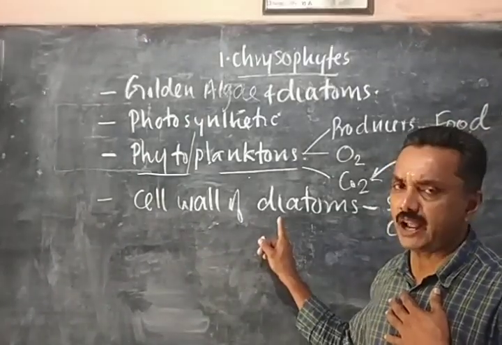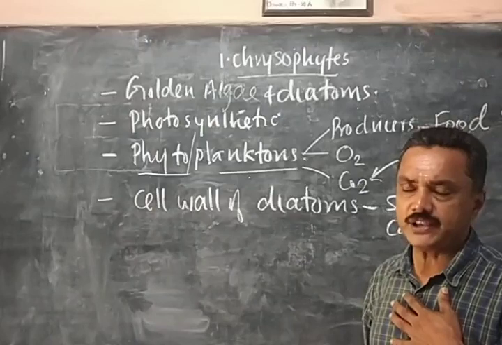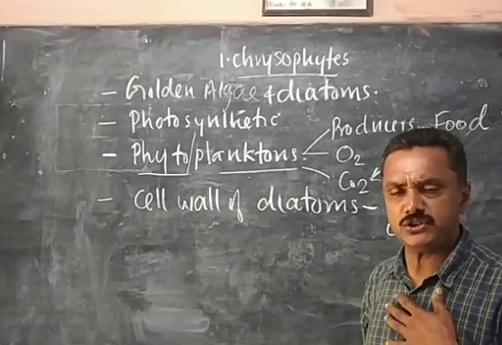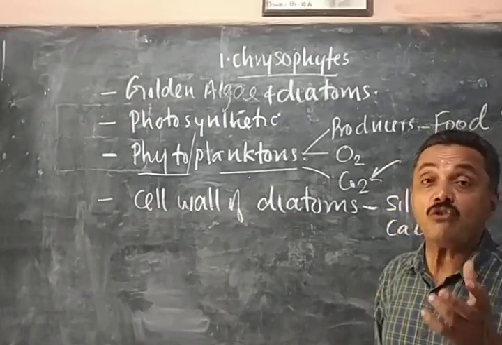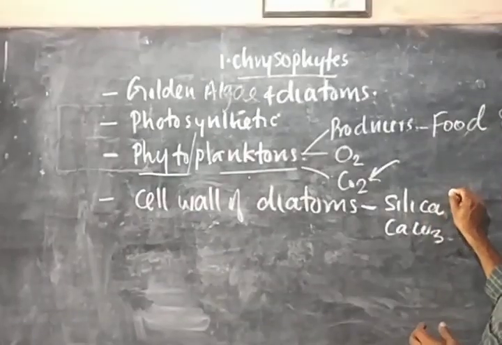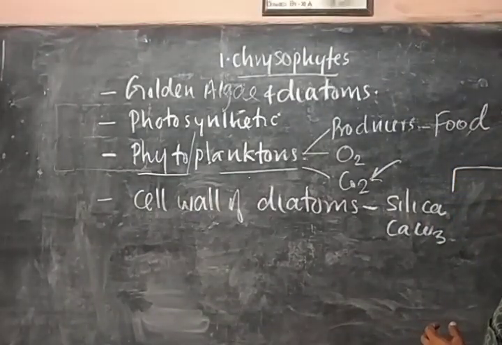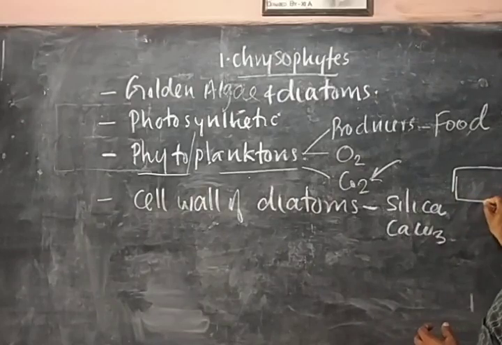Diatom means a type of organism coming under the group called chrysophytes. Diatom means unicellular algae. The cell wall is important. Cell wall is like a soap box. See, the cell wall of diatoms is like a soap box.